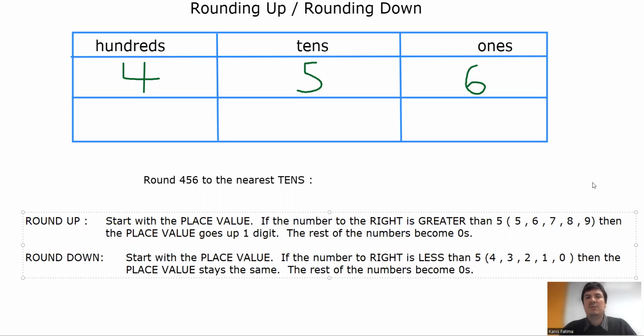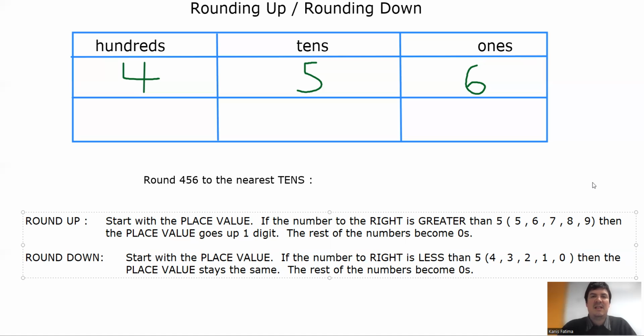So first, when you round up, you start with the place value. If the number to the right of that place value is 5 or greater, meaning if it's 5, 6, 7, 8, or 9, then the place value goes up 1 digit. The rest of the numbers become zeros.